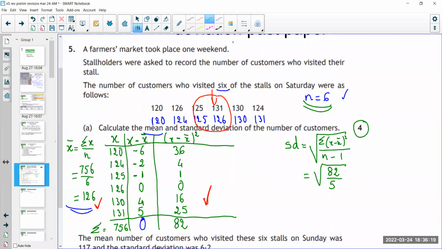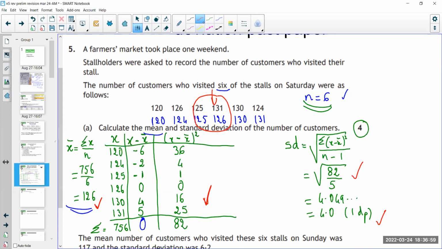And you have your standard deviation, which is equal to 4.049. If they ask us to give the answer, you can give it to 1 decimal place or 2 decimal places, it's up to you. They've not said anything. So we're going to give it to 1 decimal place, which is just 4.0. So 1 mark, 2 marks, your third mark comes here, and then your fourth mark.